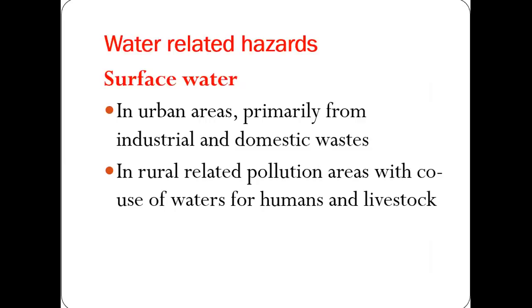There are two types of water that we use from time to time. We have surface water and groundwater. So surface water is actually being contaminated, specifically in urban areas, primarily due to industrial and domestic waste. In rural areas, they are polluted because people use water for their own consumption as well as for livestock.